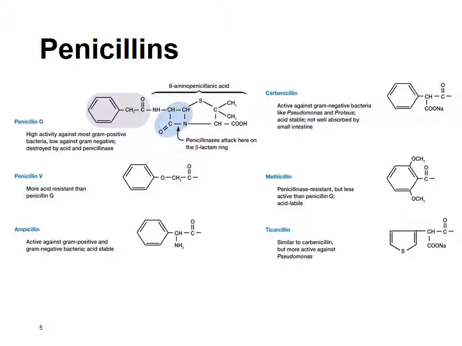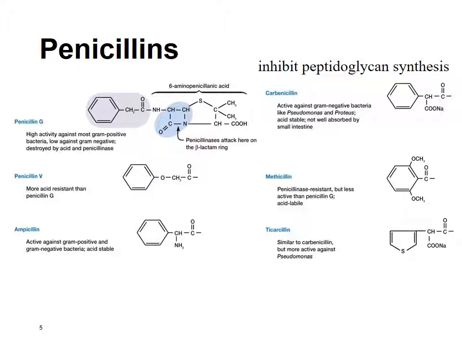Here we have the structures and characteristics of representative penicillins. All of these are derivatives of 6-amino penicillinic acid. In each case, the purple shaded portion of penicillin G is replaced by the side chain indicated. The beta-lactam ring is also shaded in blue, and you can see an arrow pointing to the bond that is hydrolyzed by penicillinase.